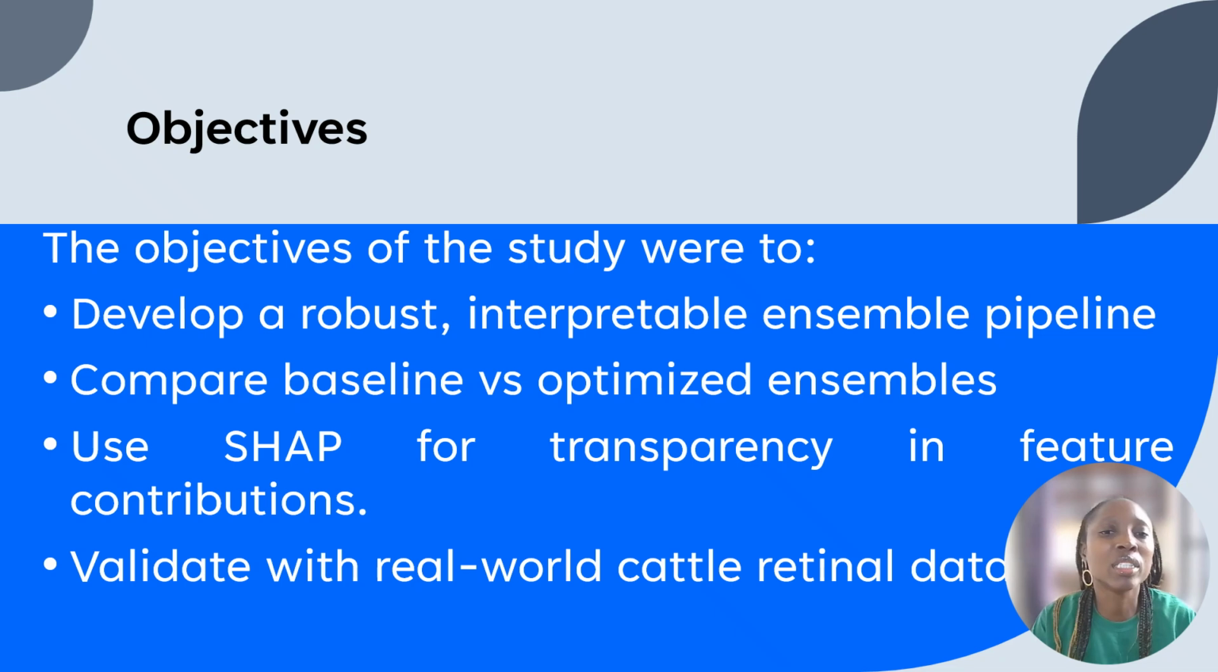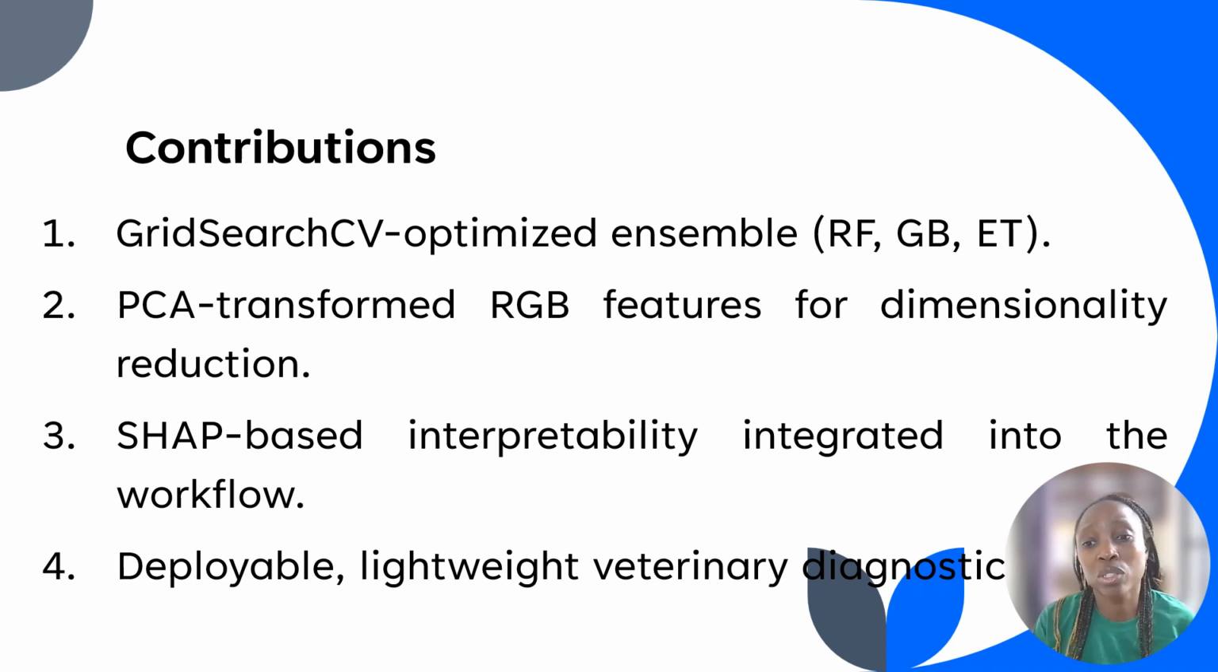Now, the study has four objectives. One was to develop a robust, interpretable ensemble pipeline, then to compare the baseline with the optimized ensembles, then to use SHAP for transparency, and then to validate with a real-world cattle retinal dataset available on the Kaggle repository.